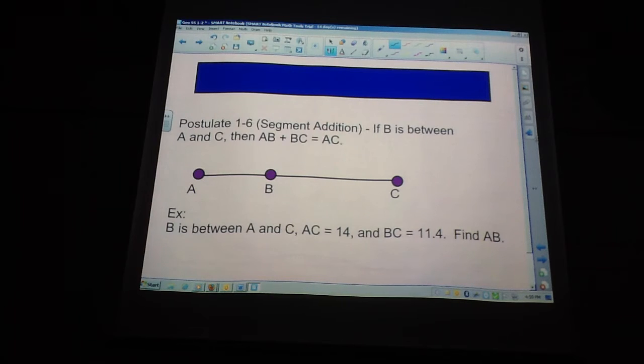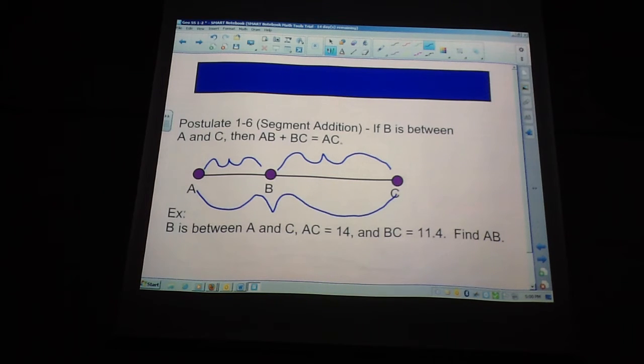And it kind of makes sense because if you look at the drawing here, if you add the little pieces together, they create that big long piece. So kind of remember the segment addition postulate as adding the parts to equal the whole. Add the two small pieces together to equal the big length.